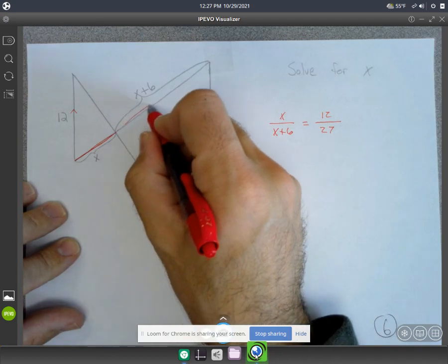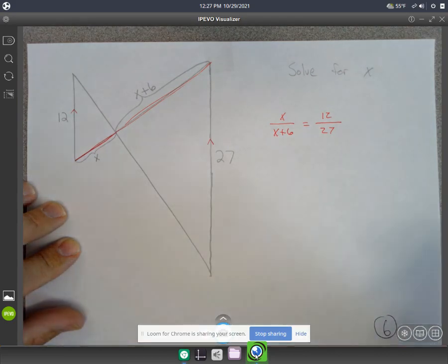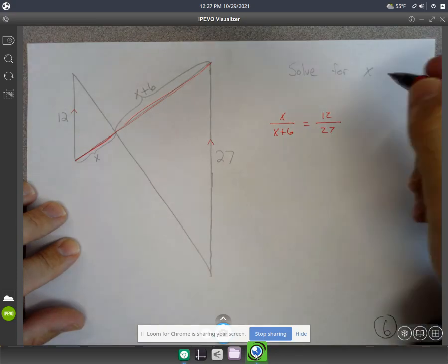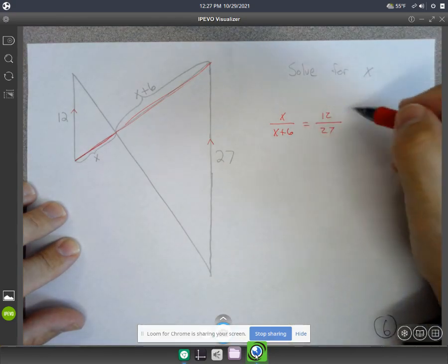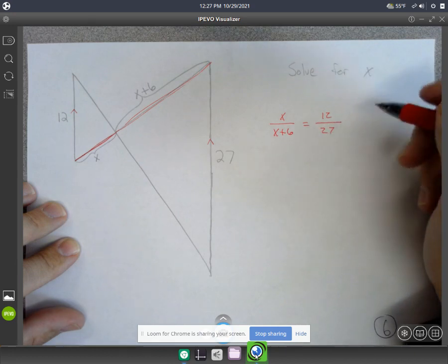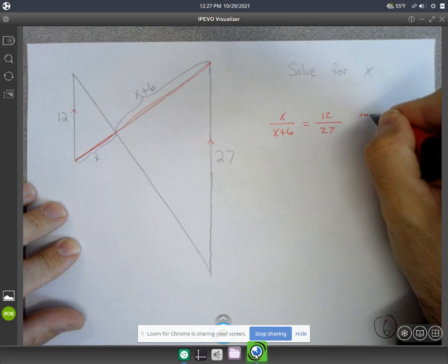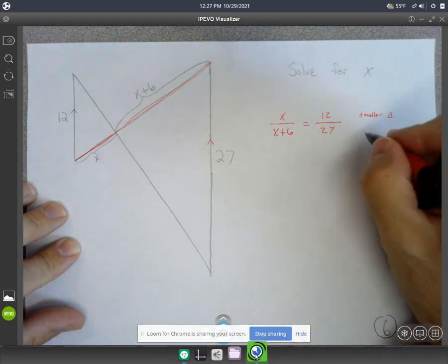So what I did was I said the short side of the little triangle corresponds to the short side of the big triangle. So the x corresponds to the x plus 6. And then I said the 12 corresponds to the 27. Okay. So notice my numerator for both sides of the equation has the smaller triangle in mind, and my denominator is set up for the larger triangle.